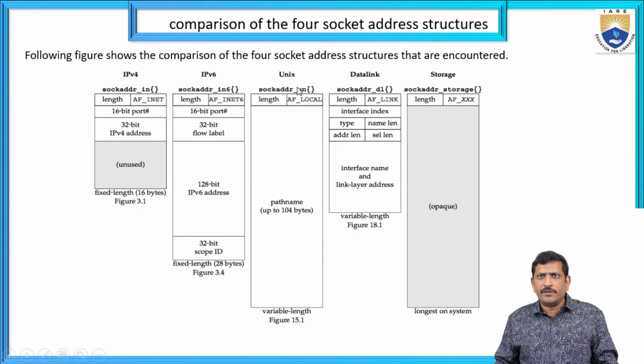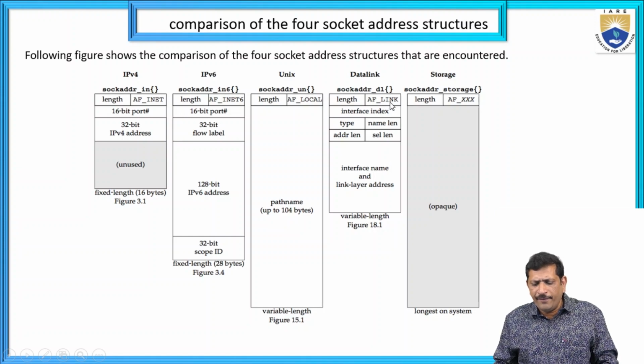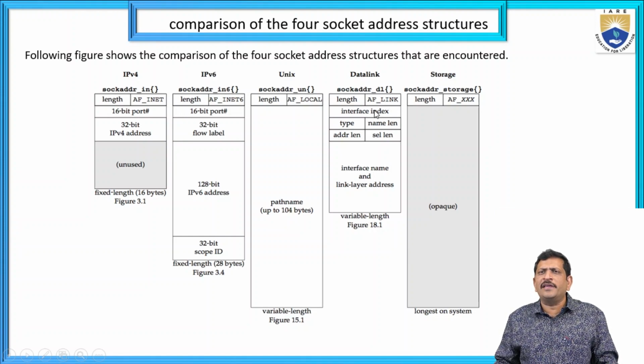So Unix is a 104 byte unsigned integer length. It is also the AF_LOCAL family. These two, IPv4 and IPv6, are the AF_INET family, the internet family. Here it is the AF_LOCAL family, Unix, local host. And this is the AF_LINK family, data link. It is a linking family.